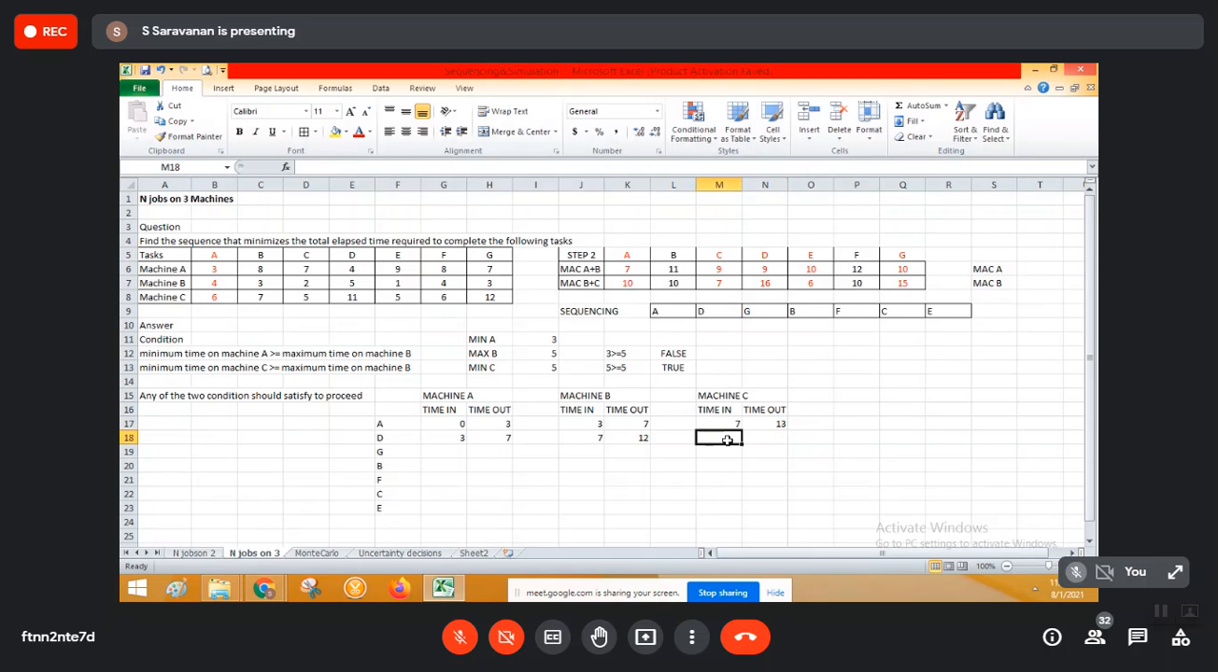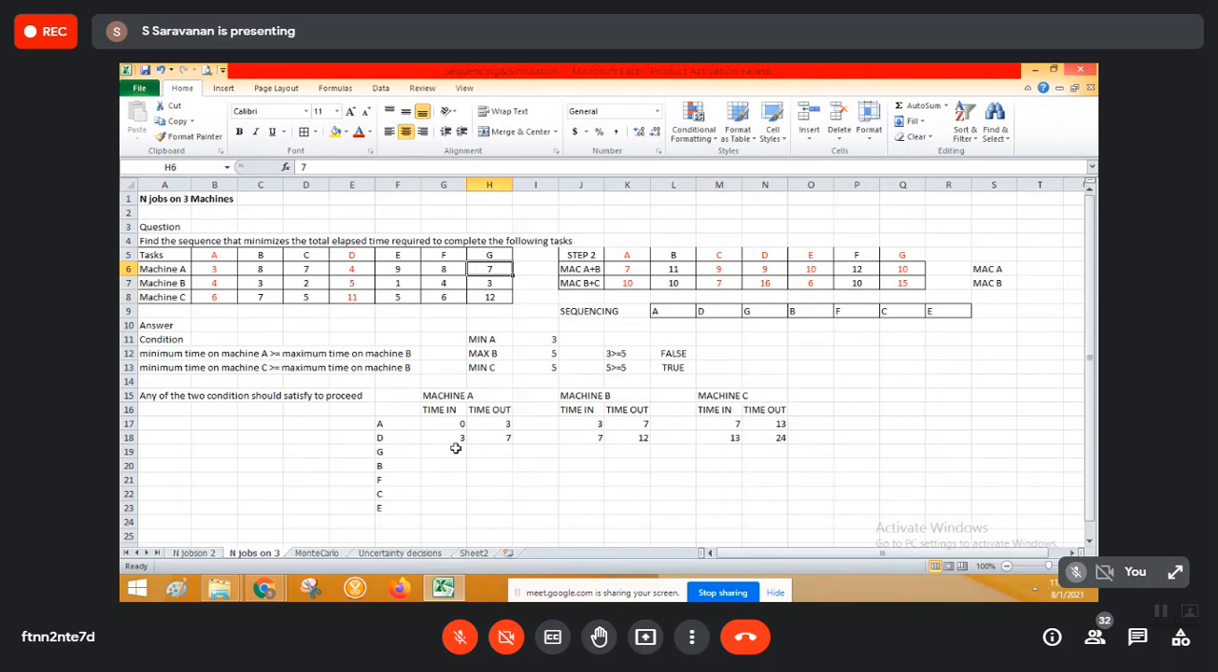Am I right? Yes, sir. So it will enter at 13. When it enters at 13, how much time is it going to take? 11 minutes, so 13 plus 11, it is 24. So this one is completed. D is completed. Then it is G.